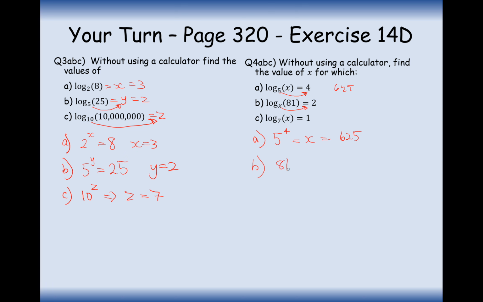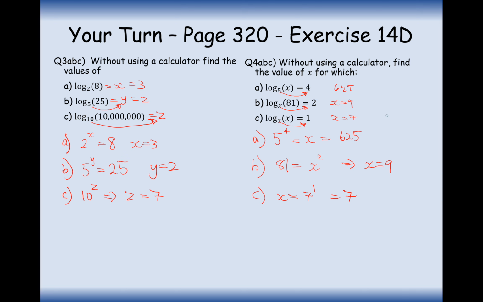For question B here, x will come along and boost the 2 up. So it's 81 equals x to the power of 2. And we can clearly see here that now x needs to be the number 9. So x equals 9. And for part C here, 7 is going to come along and boost the 1 up. So x here is going to equal 7 to the power of 1, which is just equal to 7. So here x is 7.